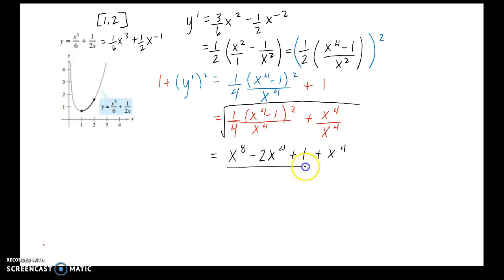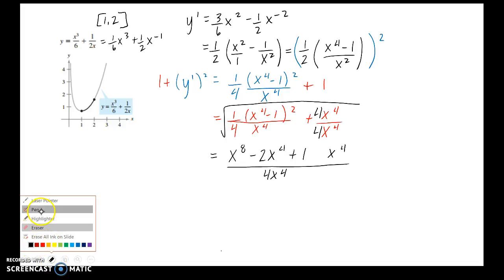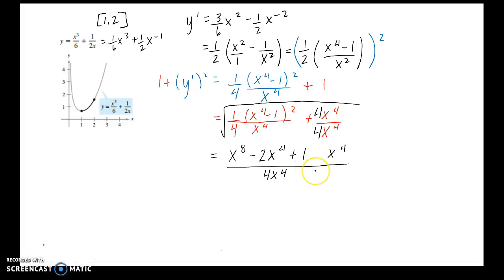Okay, I didn't get my common denominator. So this has to be a 4. And then plus 4x to the 4th. So combine like terms: x to the 8th plus 2x to the 4th plus 1, all over 4x to the 4th.